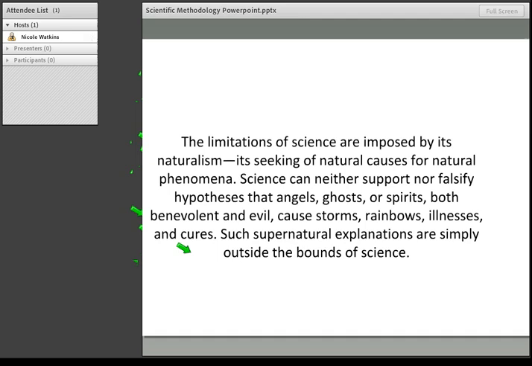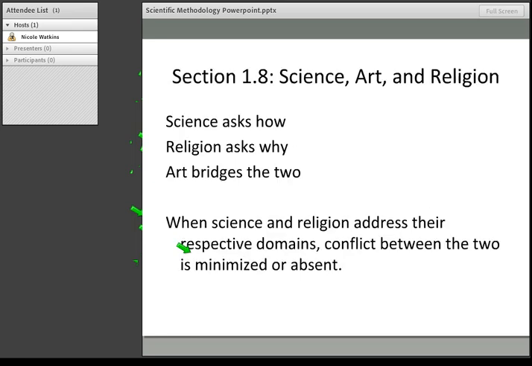Now, keep in mind, there are cultures, and we do have to respect people's culture. There are cultures that still have witch doctors or still believe in certain beliefs. But according to science, we always seek out the natural cause.